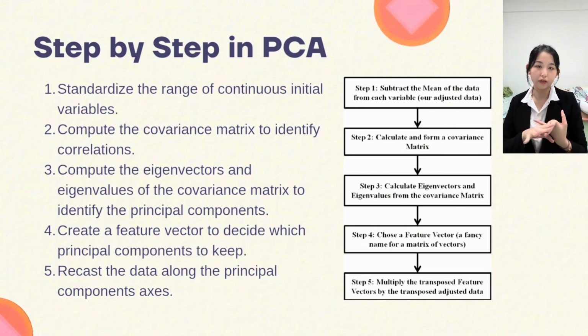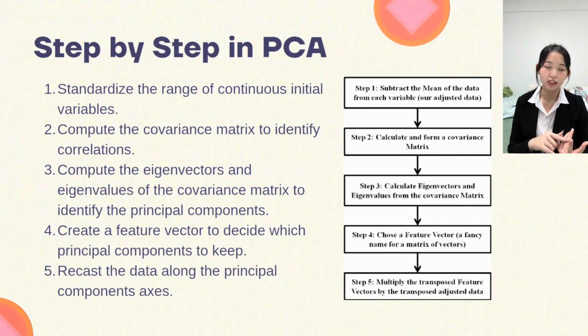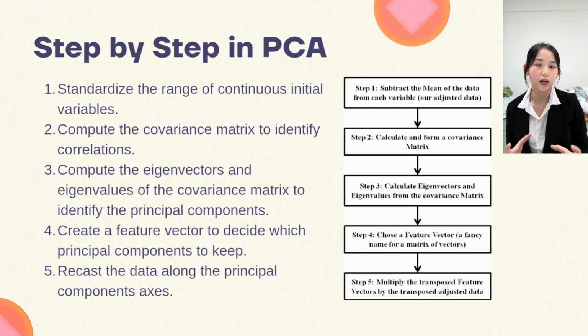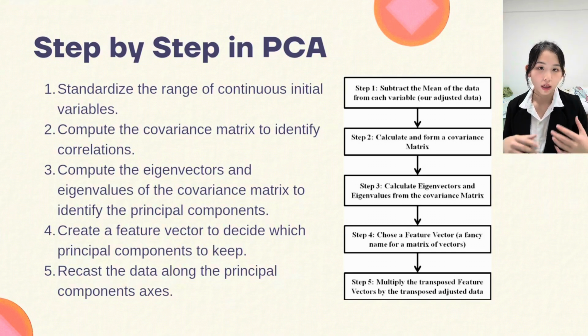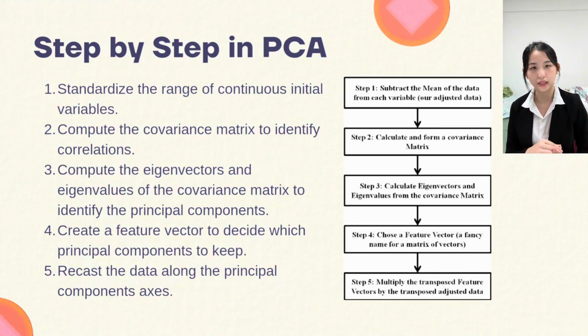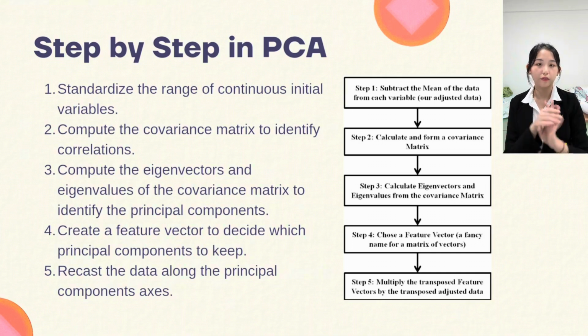The third step is finding the eigenvalues and eigenvectors. The covariance matrix is then decomposed into eigenvalues and eigenvectors. Eigenvalues represent the magnitude of variance captured by each principal component, while eigenvectors define the direction of these components in the feature space.